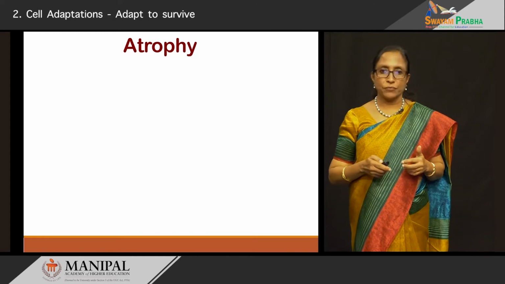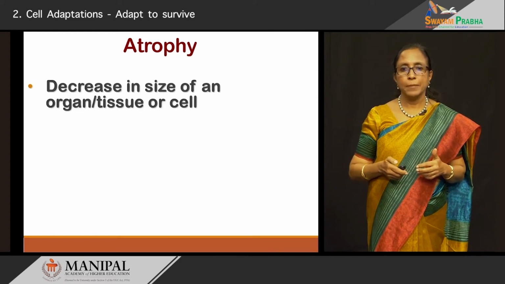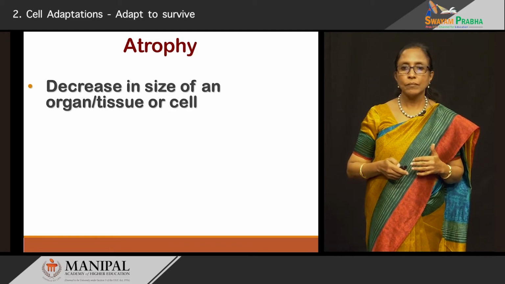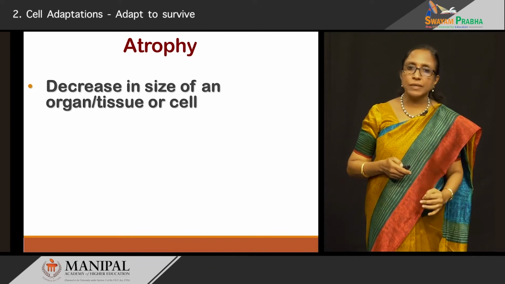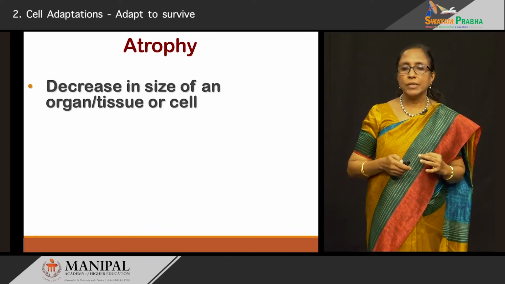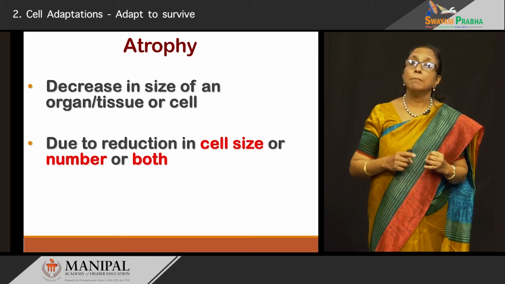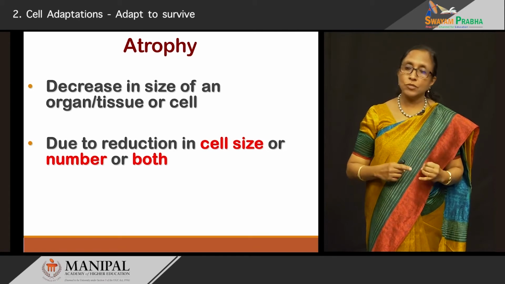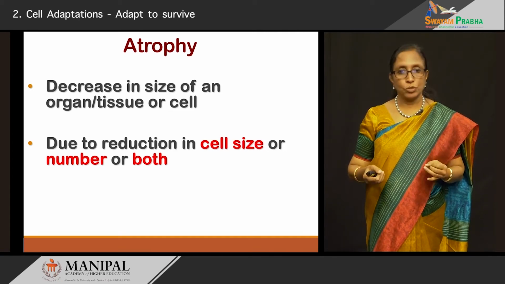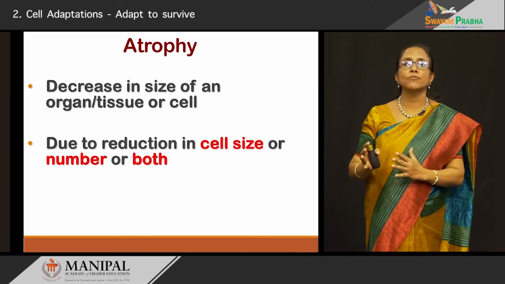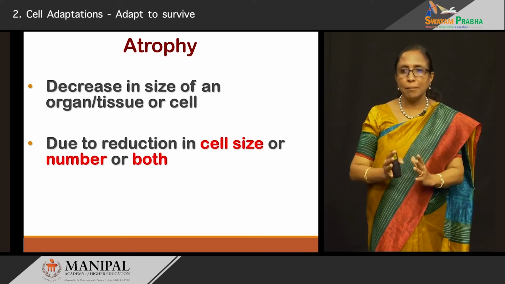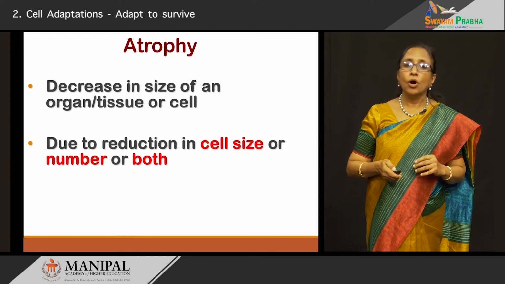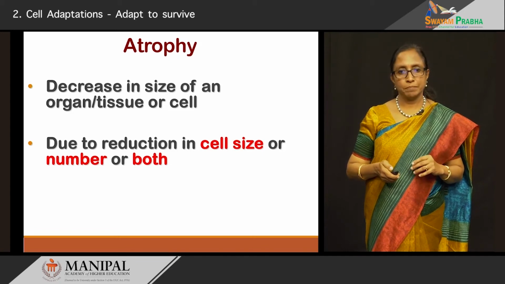Now coming on to atrophy. What does atrophy mean? Atrophy is decrease in the size of an organ or tissue. And when we talk of decrease in the size of an organ or tissue, we do not mean decrease in the size only, but it can also mean decrease in the number of cells, and it can even be both. So we do not have definite separate terms for decrease in the size, decrease in the number, or both. If it is decrease in the size or the number or both, we use the term atrophy.